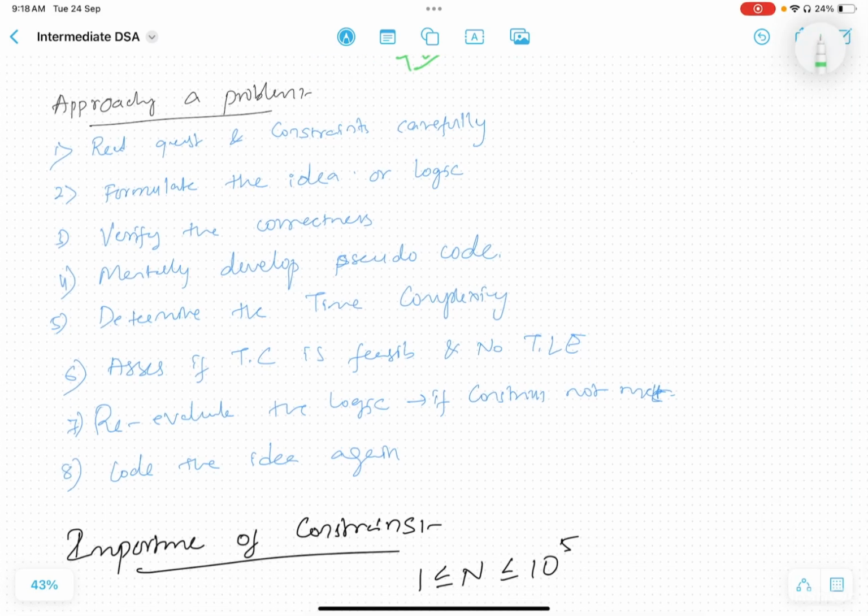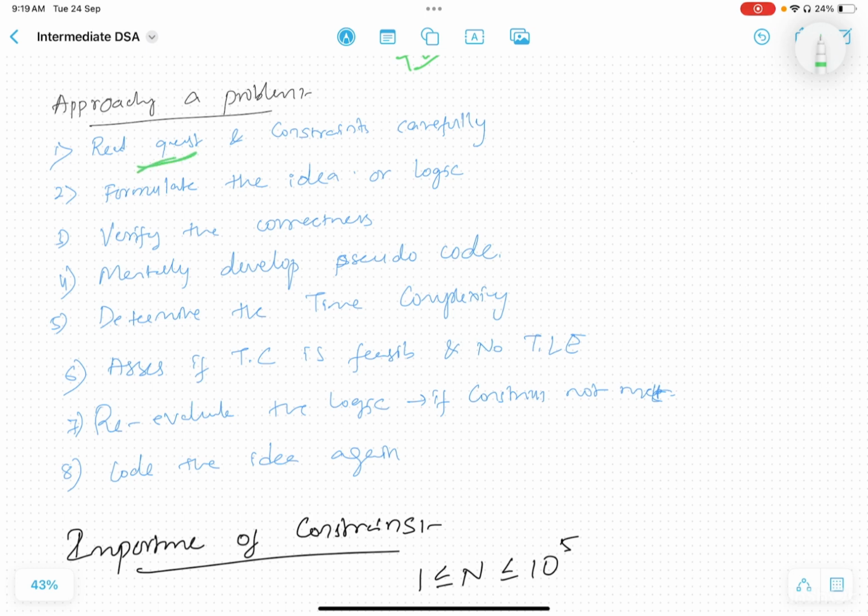Hello people. In the previous class we discussed the time limit exceeded error. In this class we'll discuss approaching a problem, approaching any problem. So far we discussed time complexity, how to find iterations, and we have seen big O notations, then we have seen time limit exceeded. Now we will see how you approach any problem.